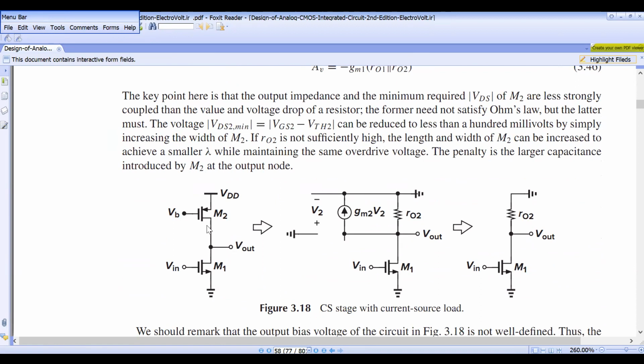This is the next circuit, CS with current source load, where this NMOS device has its gate connected to the fixed bias voltage VB. The value of this voltage is such as to keep this transistor always in saturation. Understand? M2 is always in saturation. So the equivalent circuit of this is this. This is the equivalent circuit.